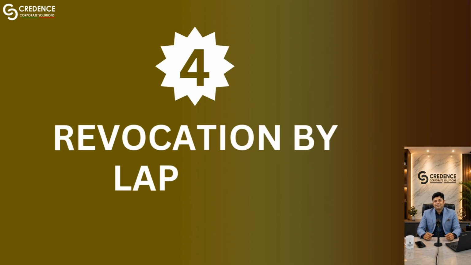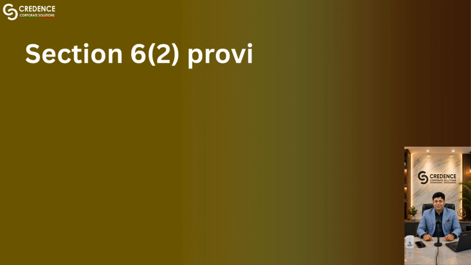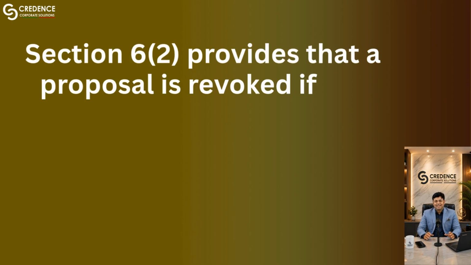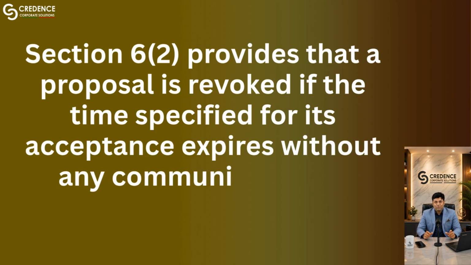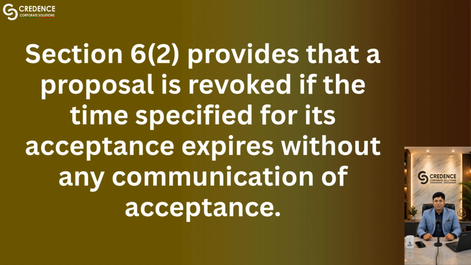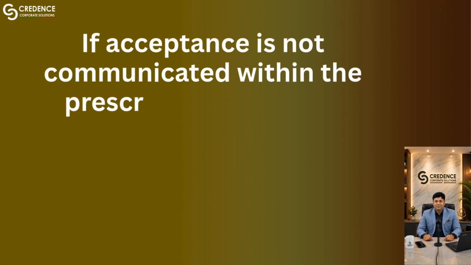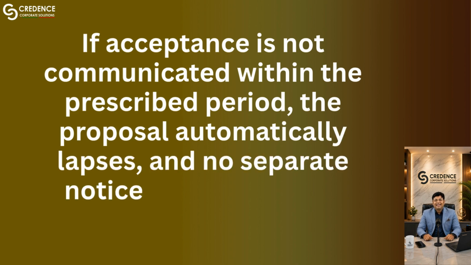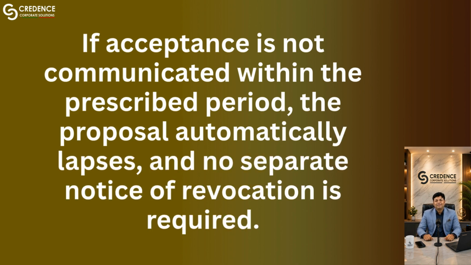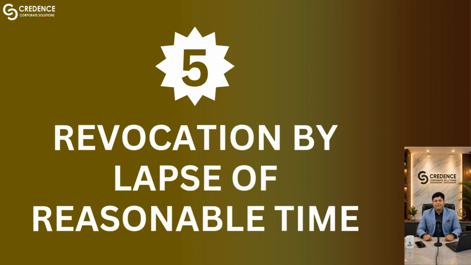4. Revocation by lapse of prescribed time. Section 6(2) provides that a proposal is revoked if the time specified for its acceptance expires without any communication of acceptance. If acceptance is not communicated within the prescribed period, the proposal automatically lapses, and no separate notice of revocation is required.